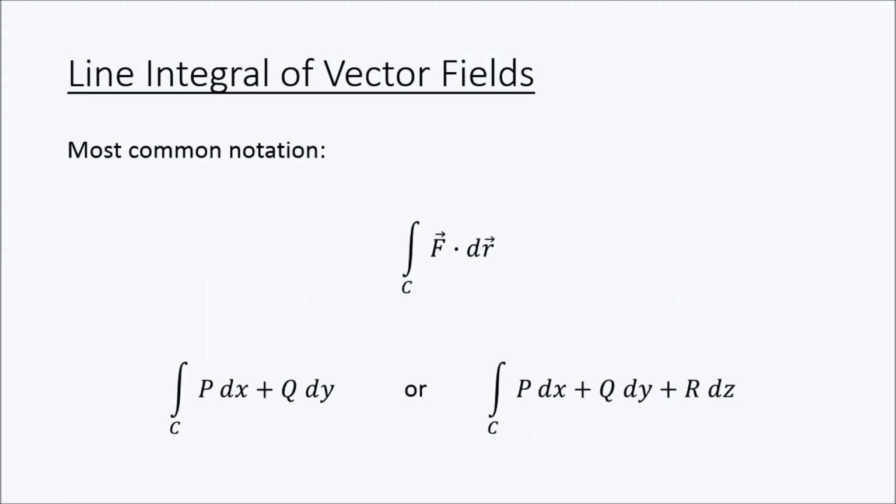Now, if my vector field was in 3 dimensions, well, then we have to tack on a plus R dz, but it follows the same argument, so it should feel fairly natural. But these are our 2 most common notations for writing out our line integrals, or how we phrase our problems. They're the most compact way, and they are also sometimes the most informative way in what's actually going on.